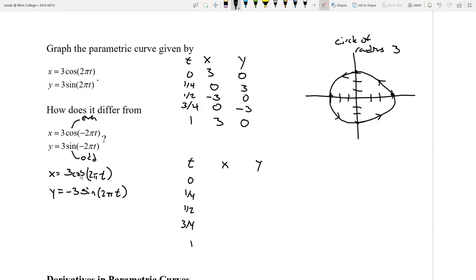And we'll find the difference here. The x's should all be the same: 3, 0, negative 3, 0, 3. The y values have opposite signs: 0, negative 3, 0, 3, 0.